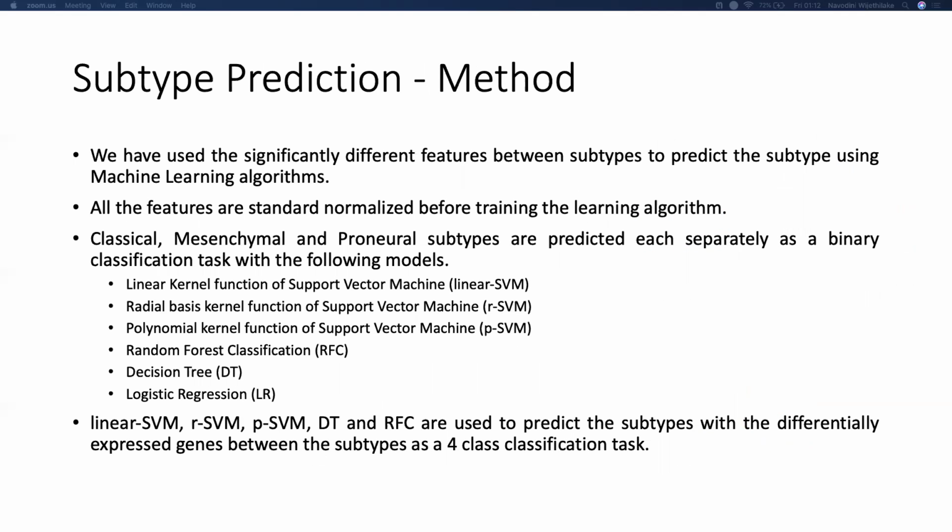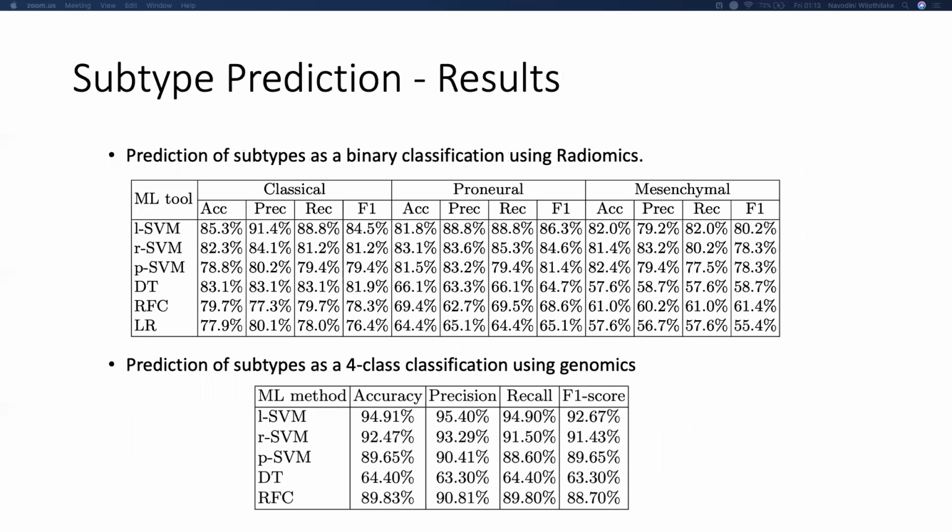Now let's move on to the subtype prediction with machine learning methods. We used the significantly different features between subtypes to predict the subtype using machine learning algorithms. All the features were standard normalized before training the learning algorithm. Linear kernel function of the support vector machine, radial basis kernel function of the support vector machine, polynomial kernel function of the support vector machine, random forest classification, decision tree, and logistic regression were utilized for predicting classical, mesenchymal, and proneural subtypes separately as a binary classification with imaging biomarkers.